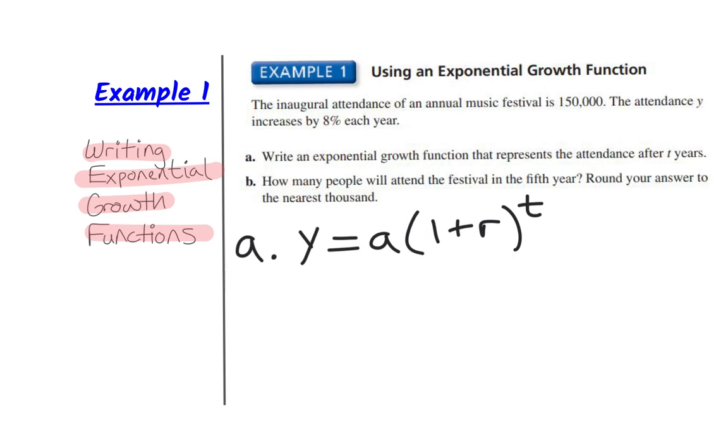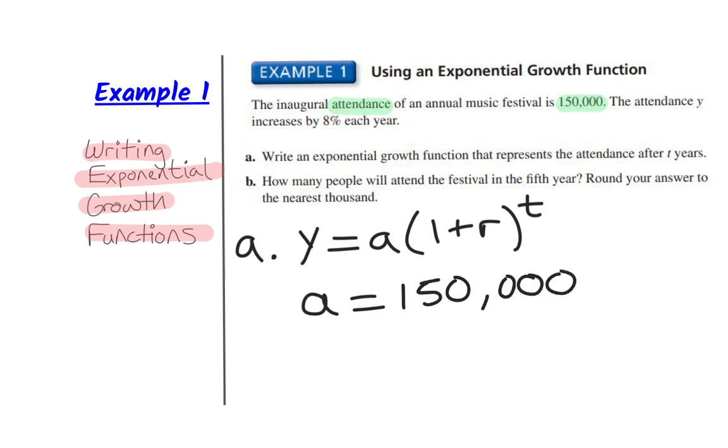So where do we start at? What would a be equal to in this example? Well, in this example, we know the music festival has 150,000 people that attend. So I'm going to highlight this. We have 150,000 people for attendance. So a would be equal to 150,000.